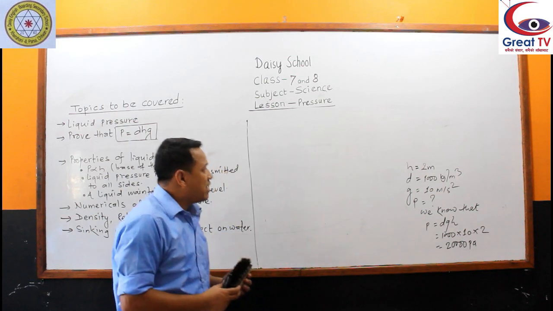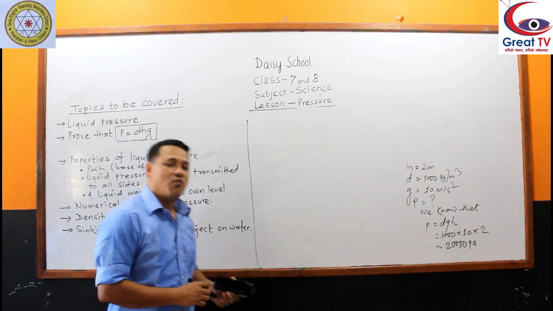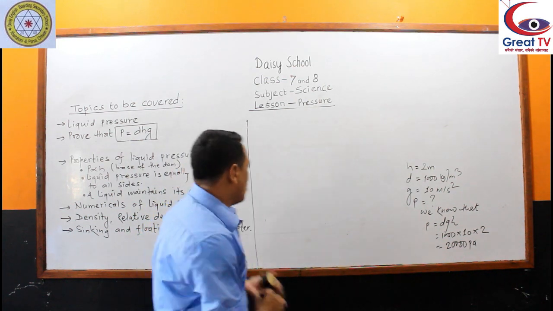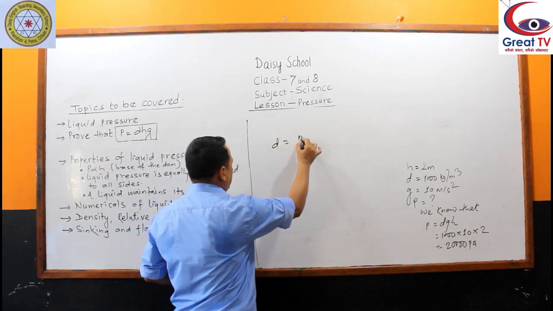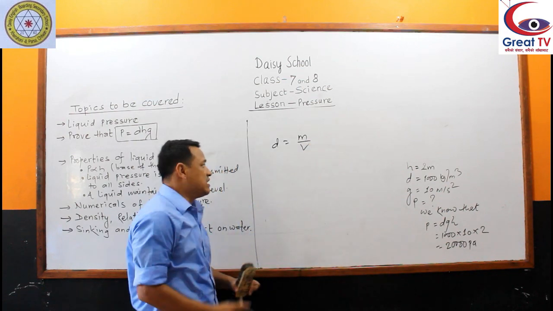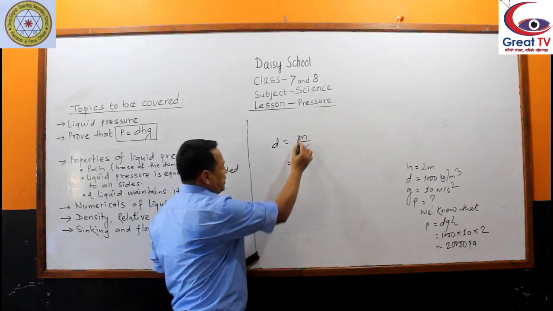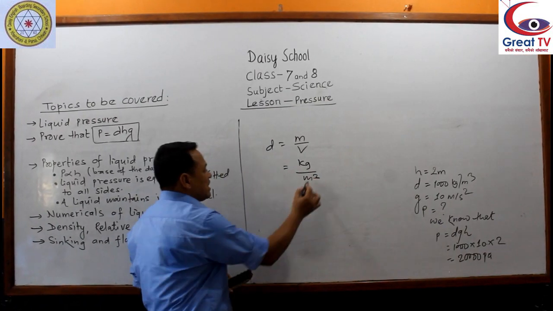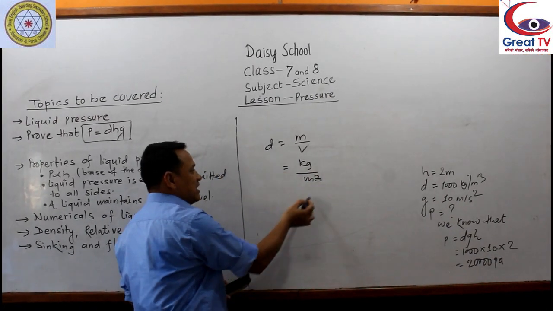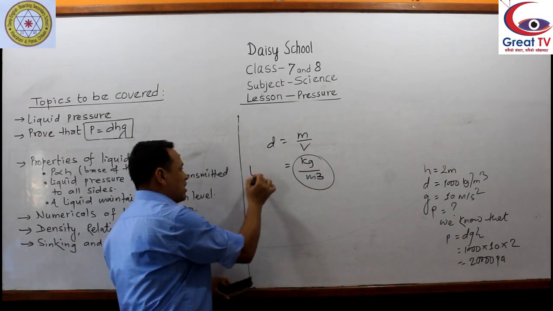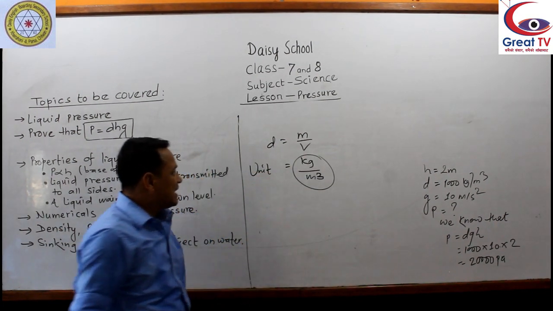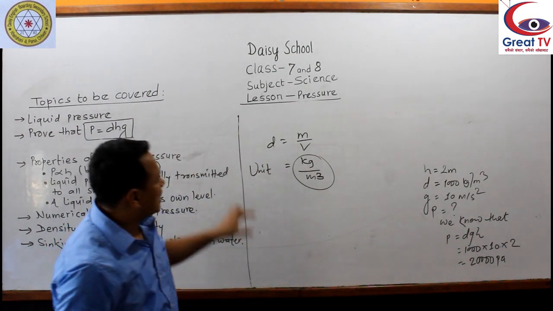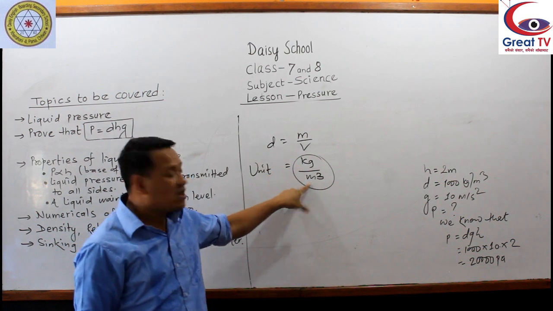So density means mass per unit volume. So D equals m by v. The unit of mass is kg, the unit of volume is meter cube. So the SI unit of density is kg per meter cube.